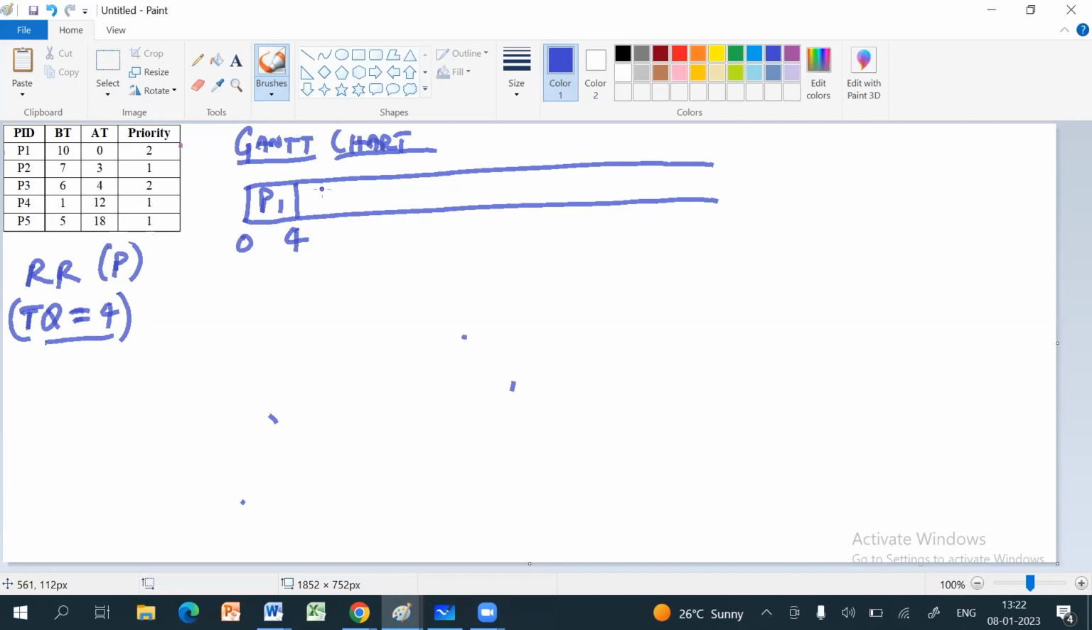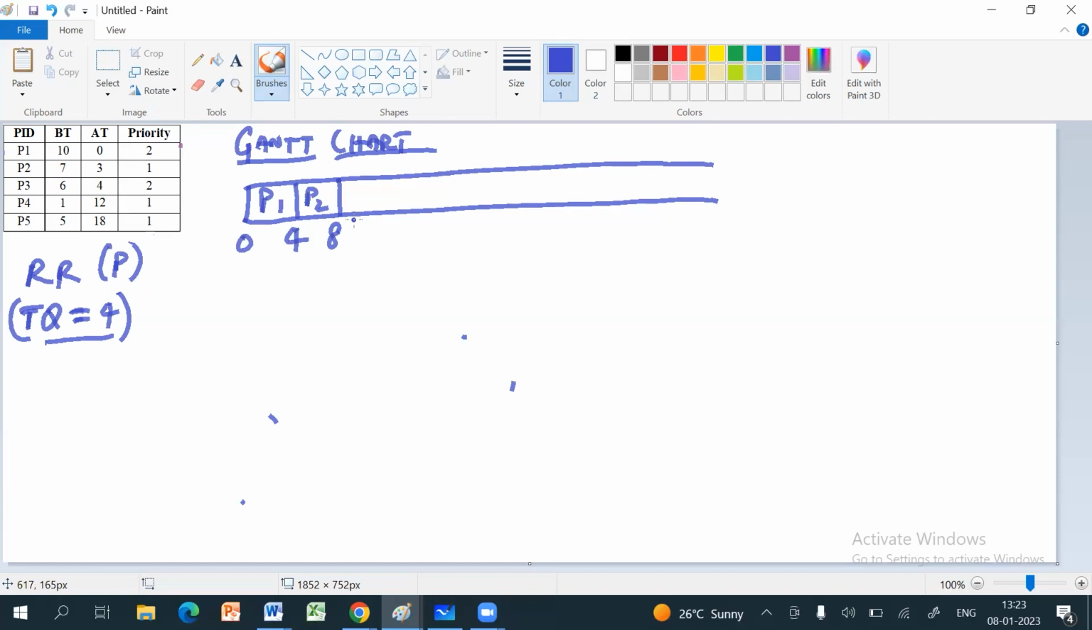Now, which is next in line? Current time is 4. Obviously, P2 and P3 both have arrived, but P2 is first in the order. It's a round robin, so similar to your first come first serve, but a preemptive version, I would say, with a time quantum. So P2 has burst time of 7, but the time quantum is only 4. So it will continue till 8.